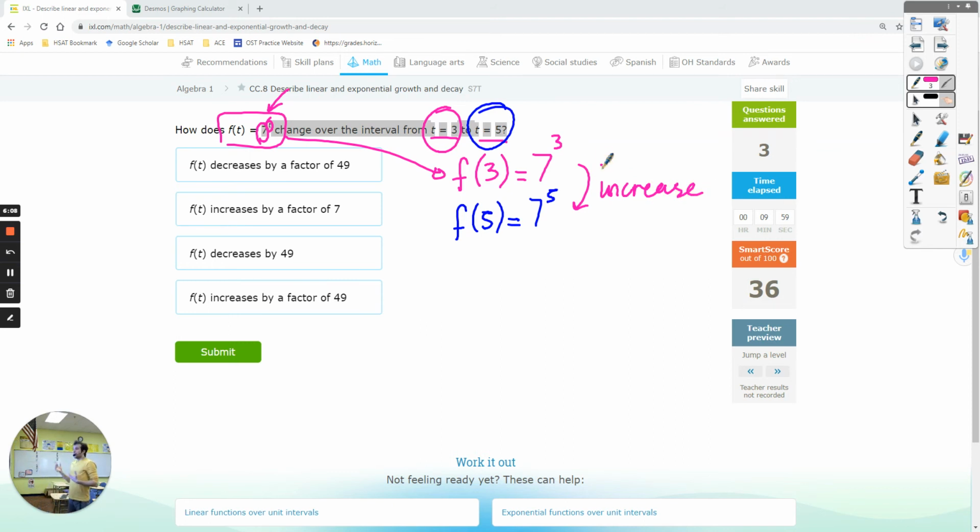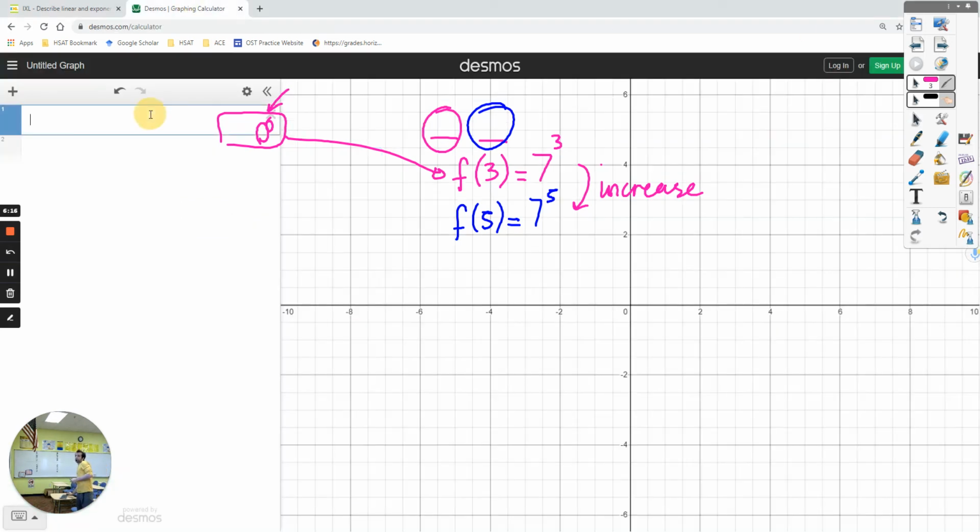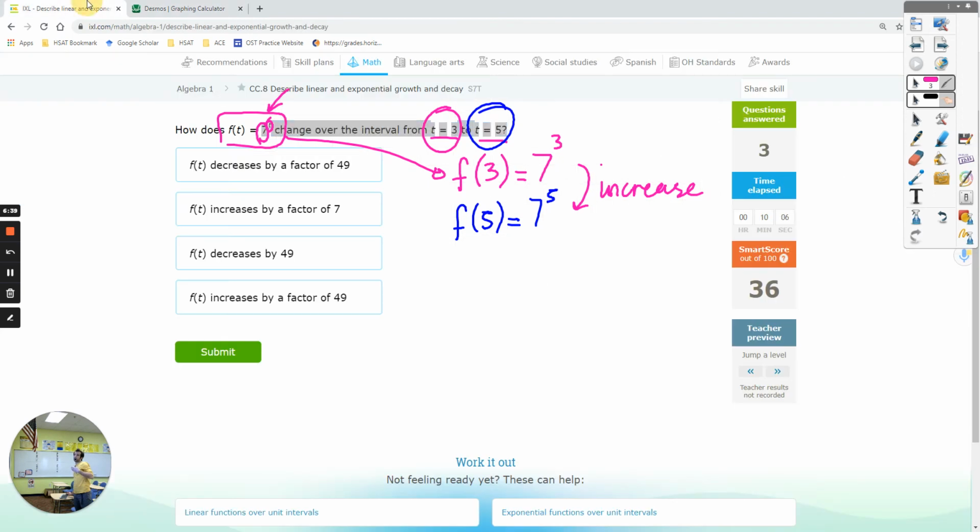The way you can figure that out is you can just divide those numbers or just type them in a calculator. 7 cubed, let's just do it. But again, you don't need these numbers. 7 to the third, 7 to the power of 5. So obviously the number is getting bigger from 343 to 16,807. So it's increasing, that's for sure. So now you can cross out this right here, that right here.